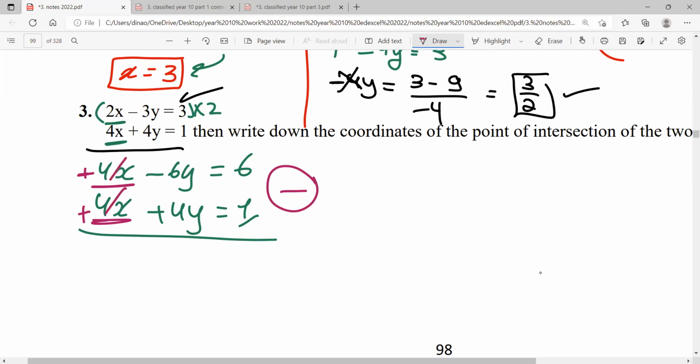Please يا جماعة, when you subtract, be aware of the signs. Negative 6 minus 4 is negative 10y. ويفضل don't use your mental skills, use your calculators. 6 minus 1 which is 5.